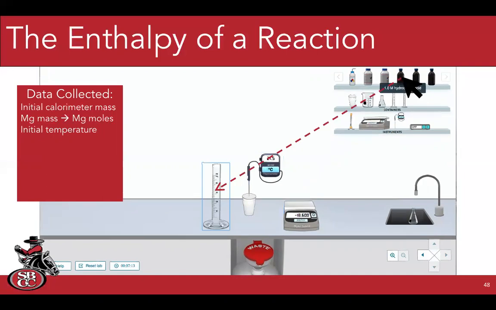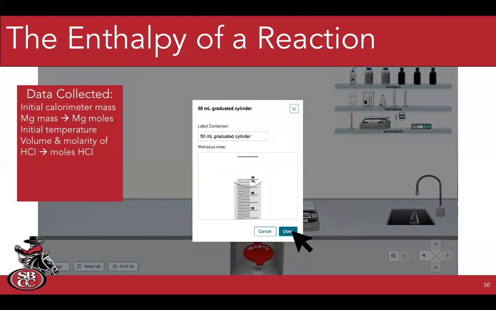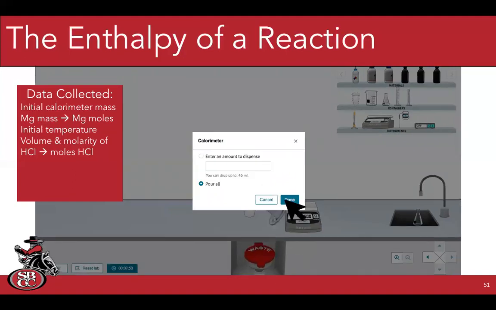And then we need to add our HCl to complete our reaction. So we're going to use 1 molar hydrochloric acid and add 45 mL. If we have the volume, 45 mL or 0.045 liters, and the molarity, 1 mole per liter, of HCl, then we know the moles of HCl. So we'll need that again for the limiting reagent determination. And you can double click and make sure that your volume is correct. And then you want to transfer it.